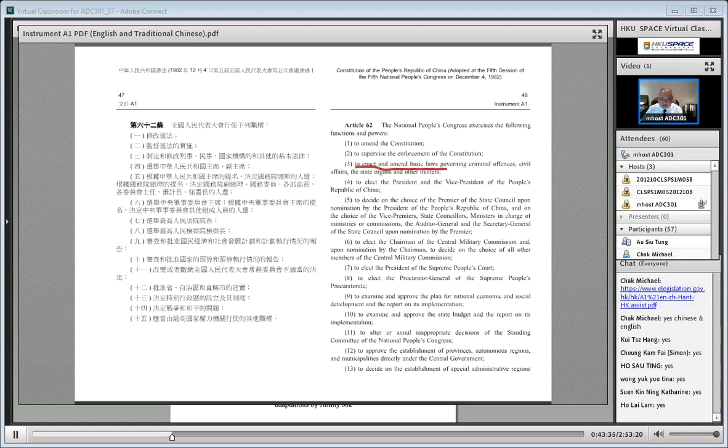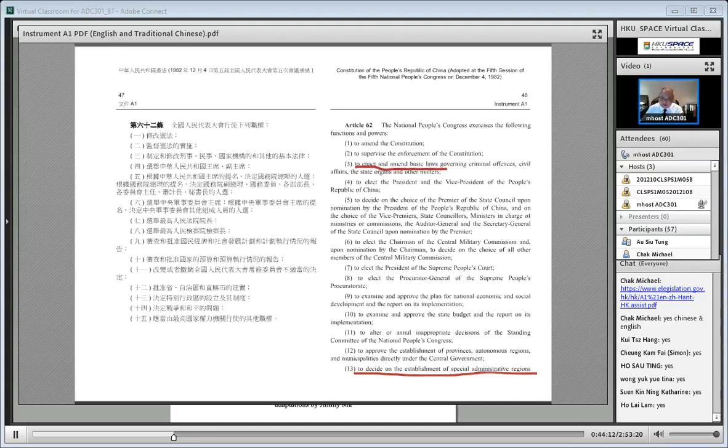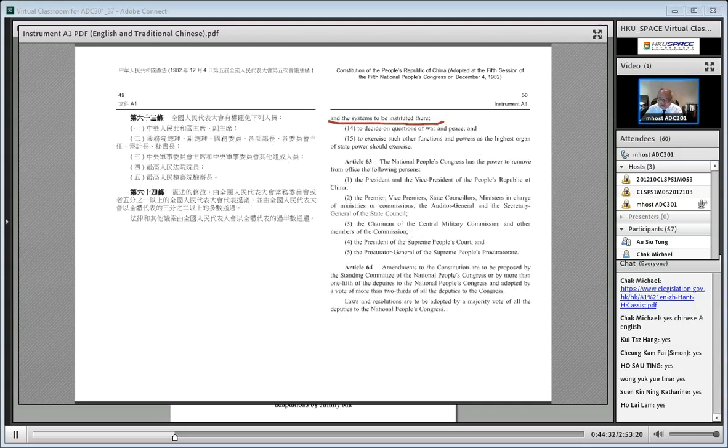To enact and amend basic laws. So the Hong Kong SAR Basic Law and the Macau Basic Law were enacted by the NPC. It can also decide on the establishment of special administrative regions and the systems to be instituted there. So under the PRC constitution, the Hong Kong Basic Law was made by the NPC, and that is prescribed by law.